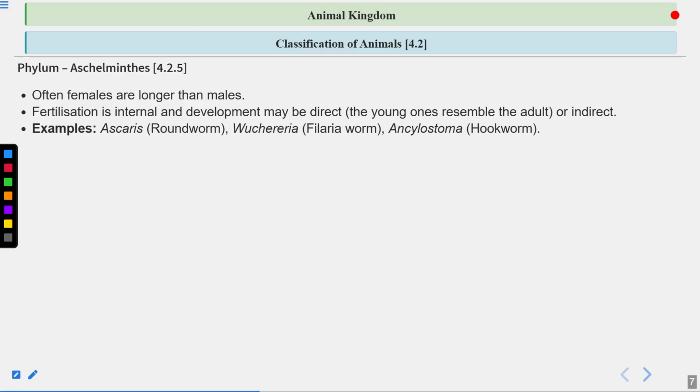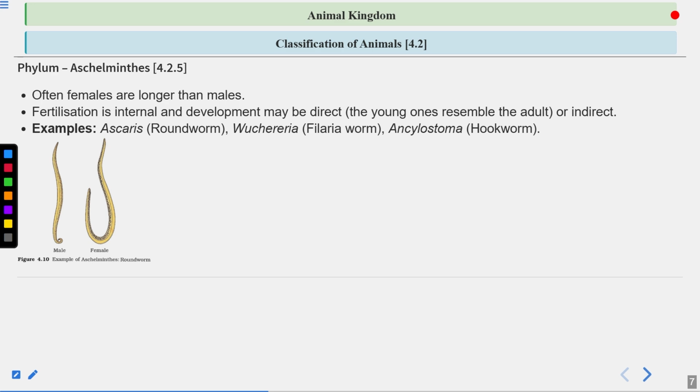Okay. The next example is Ancylostoma. It is called hookworm because it has a hook-like structure. With the help of this hook-like structure, they get attached to the tissue inside our intestine. Earthworm belongs to the next phylum that we are going to study in just a second, so just wait, have patience, right? So Ancylostoma, hookworm, is the common name.